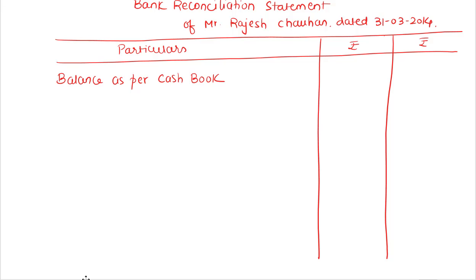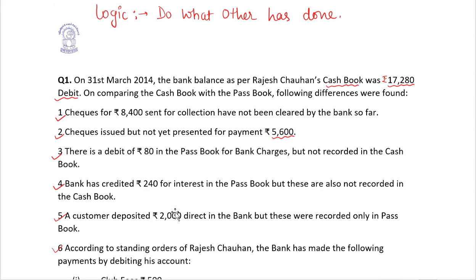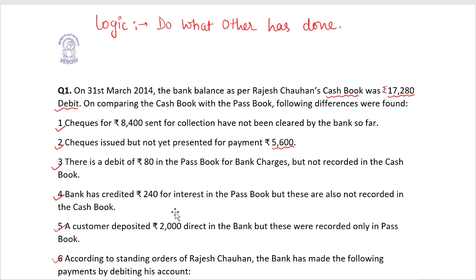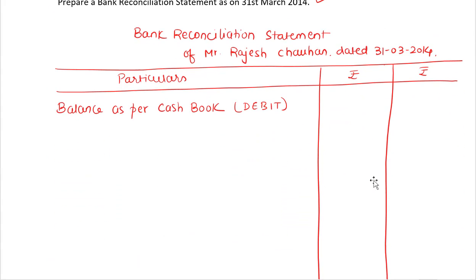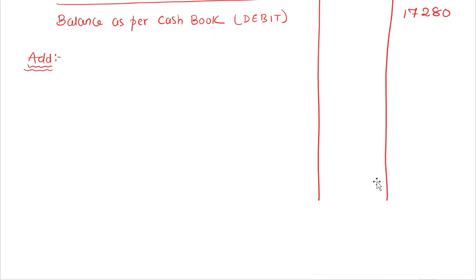As per cash book, the positive balance is known as debit. So debit balance as per cash book. What is the balance? 17,280. Write in the final column 17,280. We'll be solving this by the add and less method. So just write add, leave some lines, just write less over here and leave some lines.